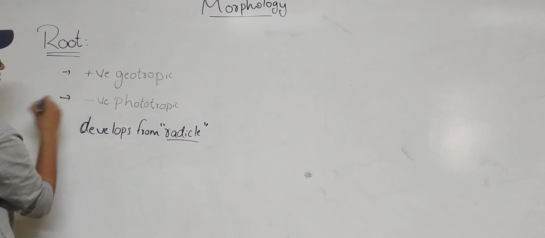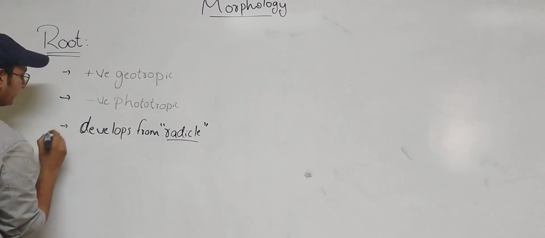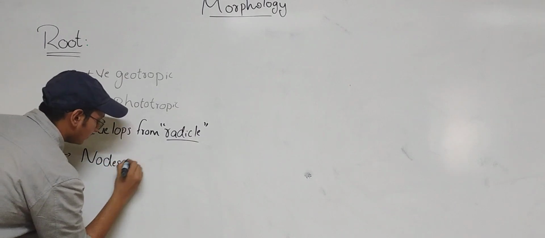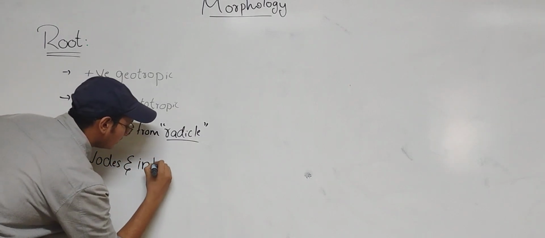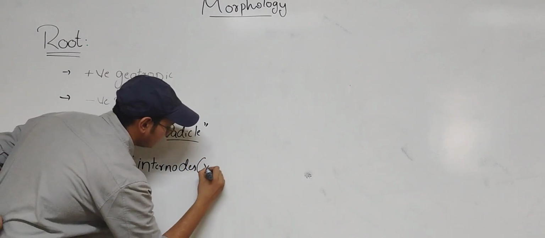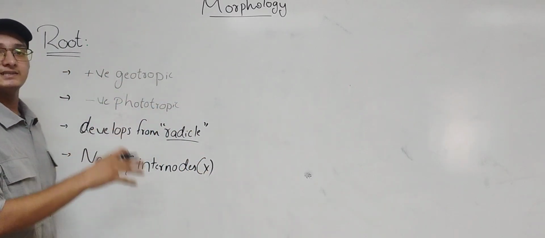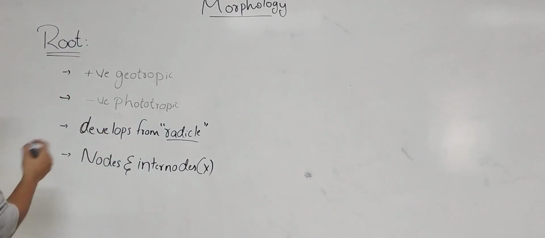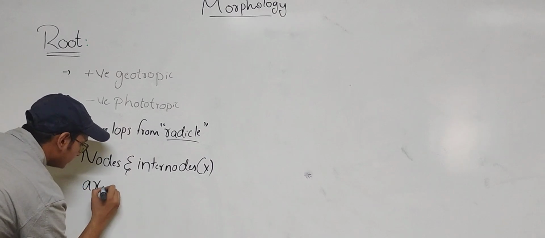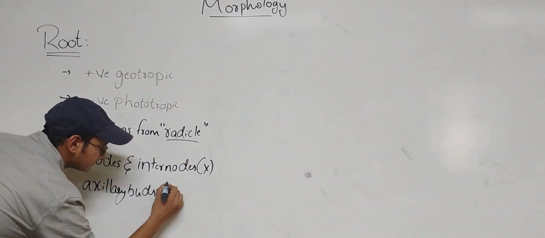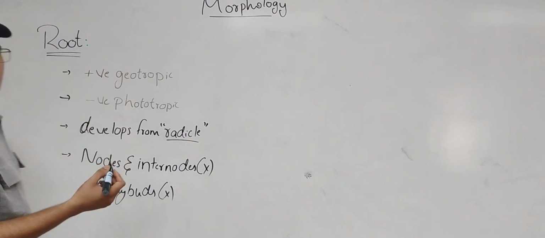So this is positively geotropic and negatively phototropic, and nodes and internodes are absent. The nodes and internodes are present only in the stem and they are absent in roots. So these are the main things that you should remember. And axillary buds are also absent. They are only present in stems.